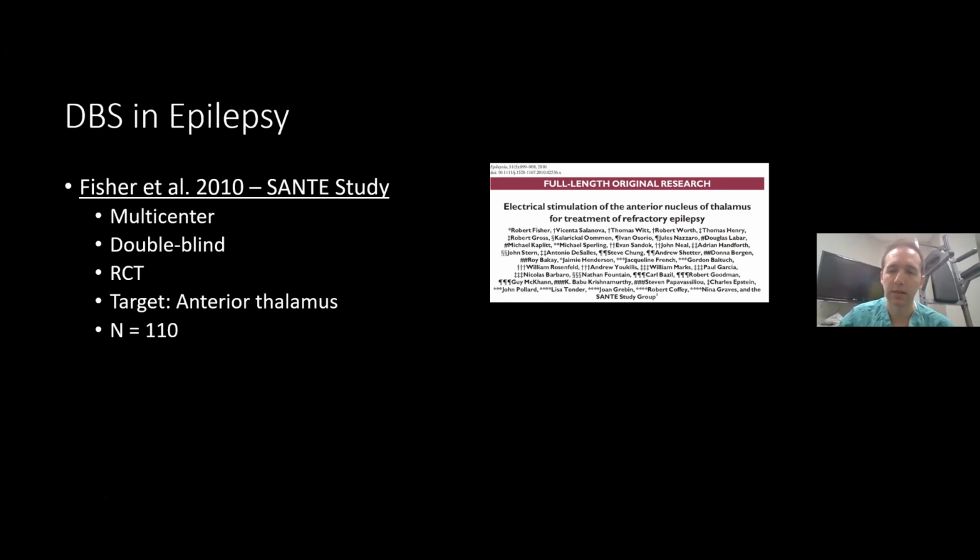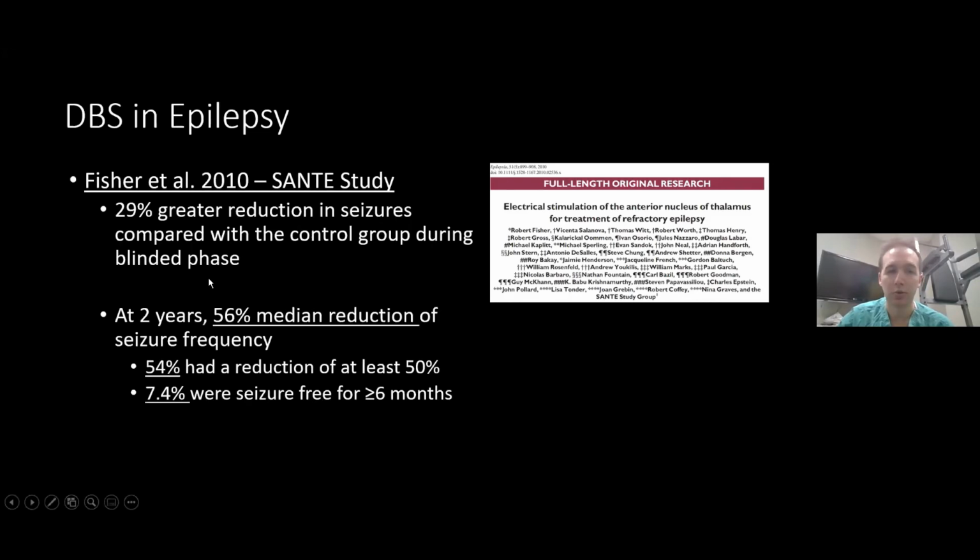It's not targeted therapy. It's more like the vagal nerve stimulator, where it's just interrupting the circuitry. This study showed a 29% reduction in seizures compared to the control group during the blinded phase, and then about a 56% reduction of seizure frequency over 2 years. And then almost half the patients had a reduction of less than 50%. Now, these don't sound like good numbers, but we're talking about people who are refractory to all medications.